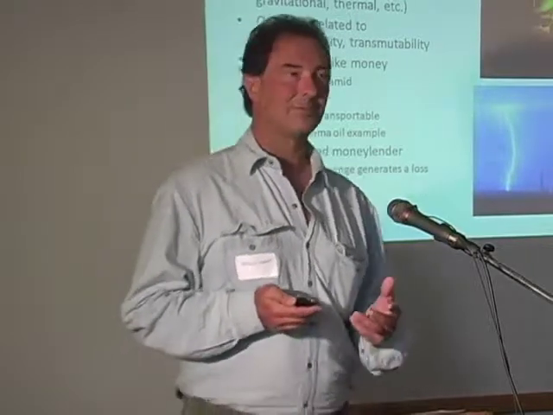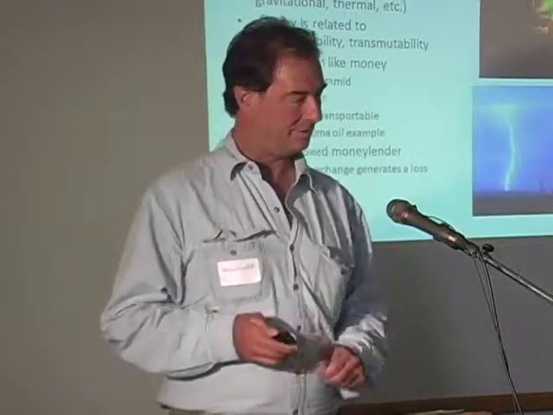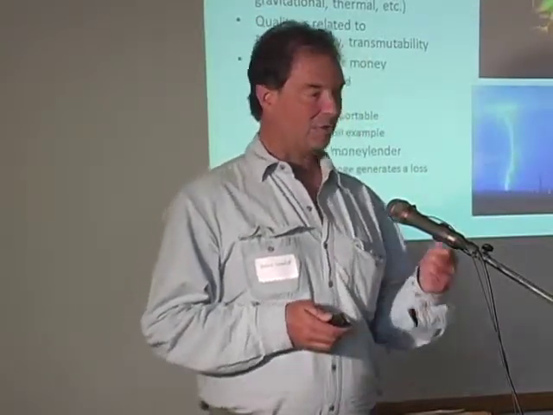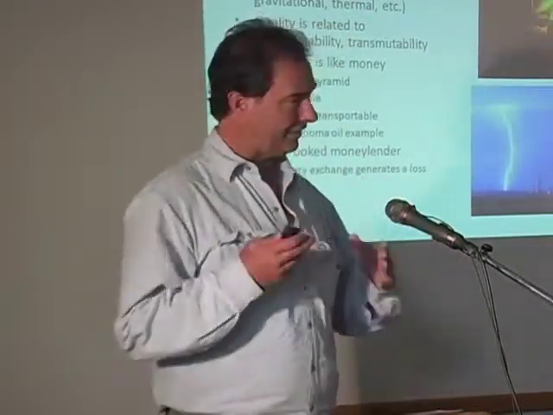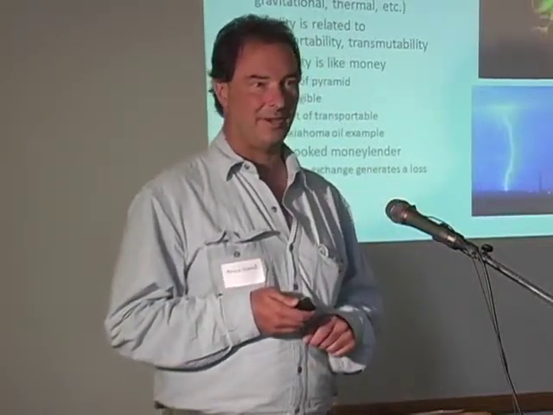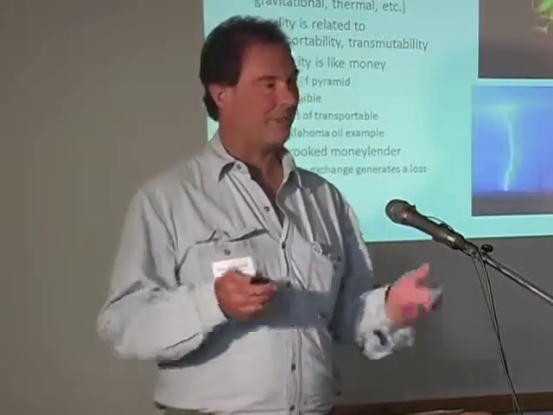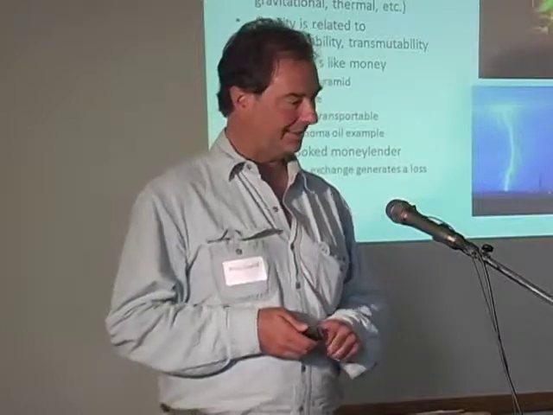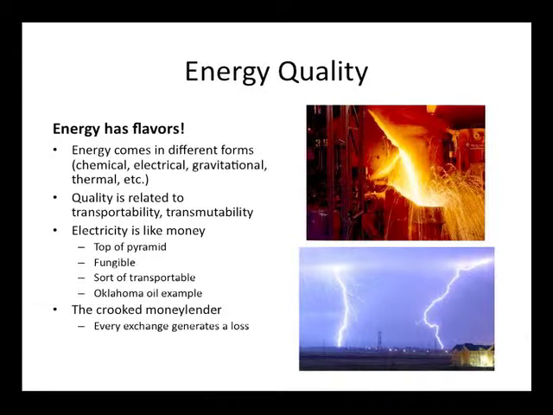So you need to match the energy type to its use. Electricity is sort of like money, that you can exchange it for lots of things. So you can have electricity turn an engine. You can have electricity heat some water. You can have electricity turn water into hydrogen and oxygen, a chemical result. So it's sort of like money. You can exchange it for anything. That makes it sort of like the top of the pyramid. Fungible means tradable. You can exchange it for things. And it's transportable, as I said, 1,000 miles or so.